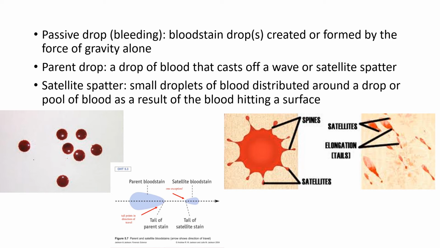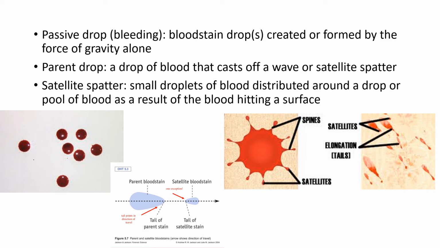Here is more of a passive blood drop. It's more circular, it's straight down. But it was dropped from high enough that whenever it hit the surface, it sprays out, creating these little spines and satellite drops going around it.